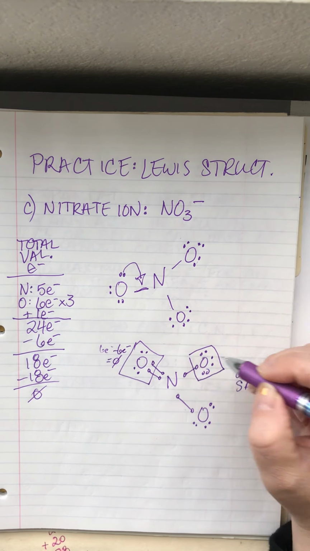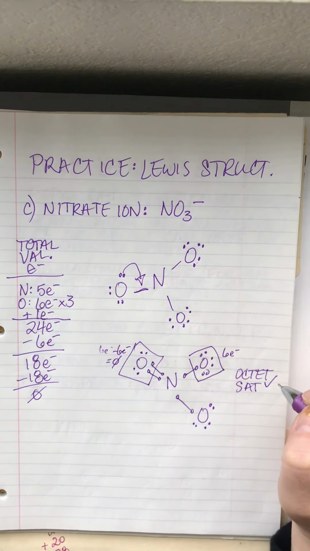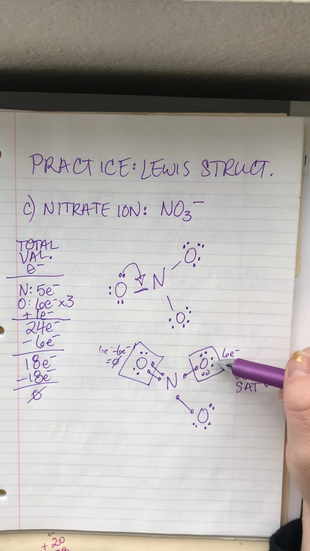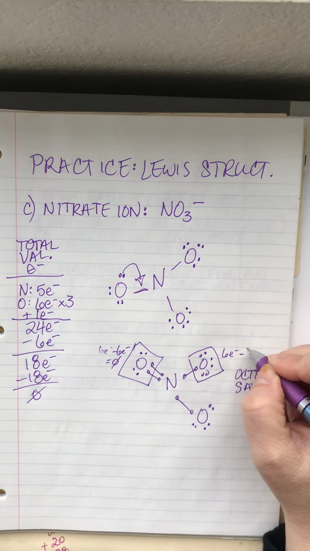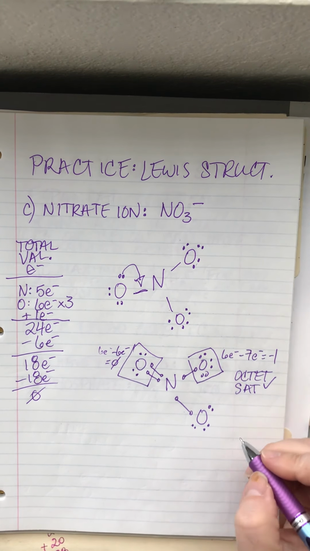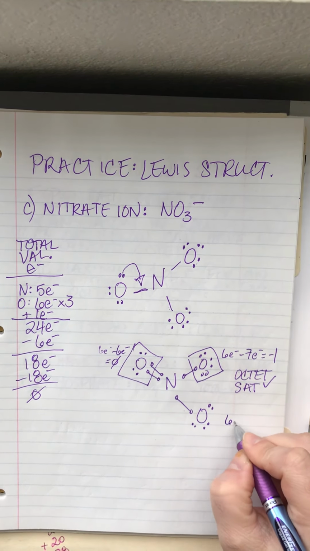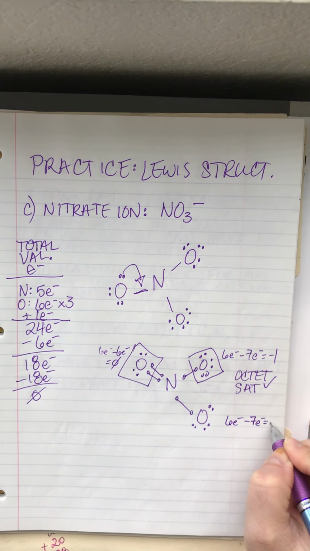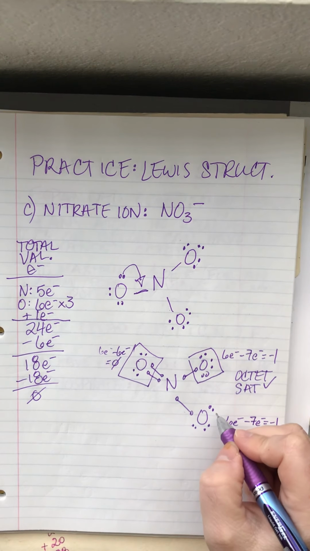This one has 6 electrons when it comes to the table. It has 1, 2, 3, 4, 5, 6, 7 electrons here for an overall -1 charge. Same here, we started with 6, we ended up with 7, so we have an overall -1 charge here.